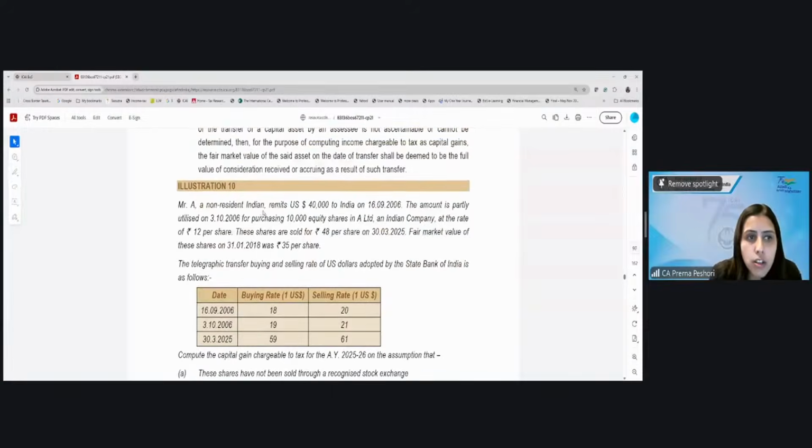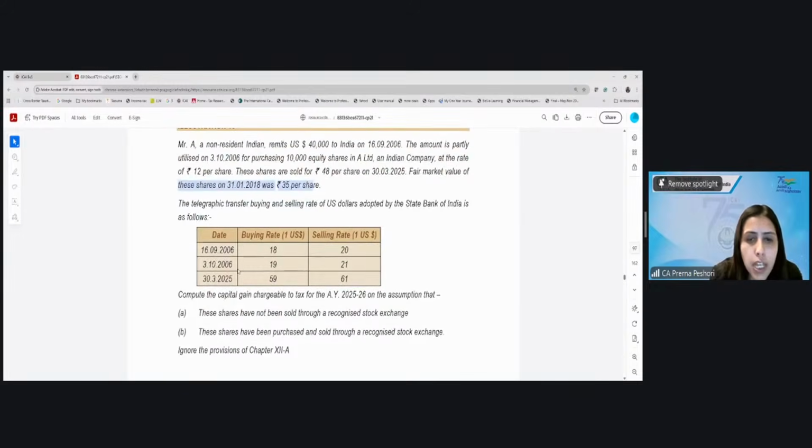Mr. A, a non-resident Indian, remits US dollar 40,000 to India on 16th September 2006. The amount is partly utilized on 3rd October 2006 for purchasing 10,000 equity shares in A Limited, an Indian company, at the rate of rupees 12 per share. These shares were sold for rupees 48 per share on 30th March 2025. Fair market value of these shares on 31st January was rupees 35 per share. The TTBR rates are given.